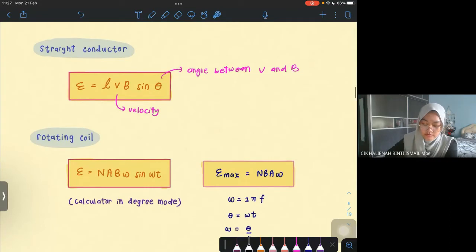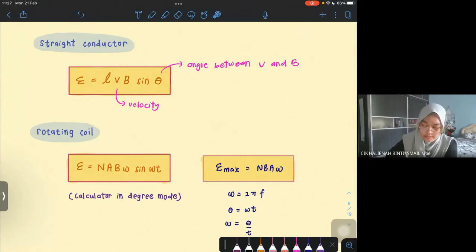Next one is for straight conductor. Kita ada satu saja formula, di mana EMF is equal to LVB sin theta. L is the length of the conductor, V is the velocity, B is the magnetic field, and theta here is the angle between velocity and the magnetic field.